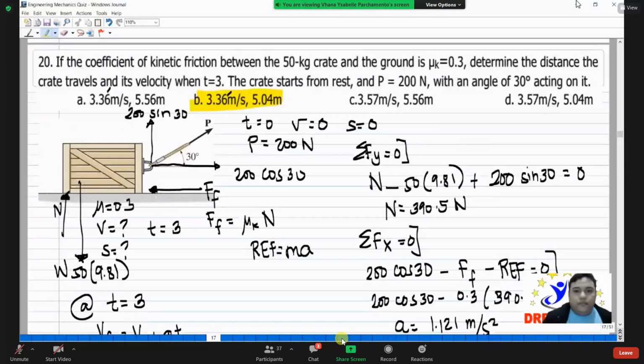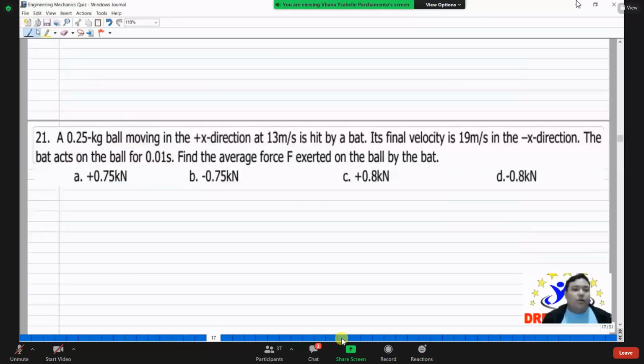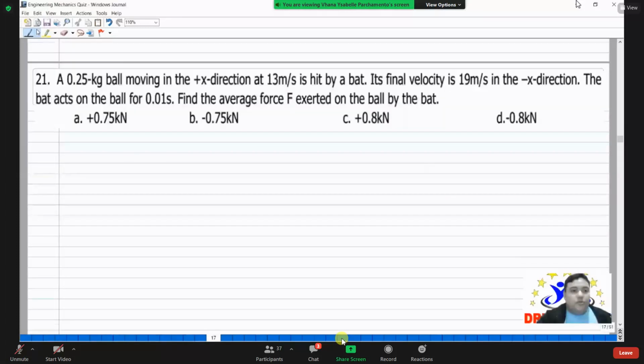Next, number 21. A 0.25 moving ball. So, we have a ball in the x direction at 13 meters per second that is hit by a bat. So, we have a ball that gets hit by a baseball bat. Of course, the tendency is for it to change direction. So, from the x direction, the bat changed its direction. So, its final velocity now, this is your VF, 19 meters per second in the negative x direction, or in the other direction.